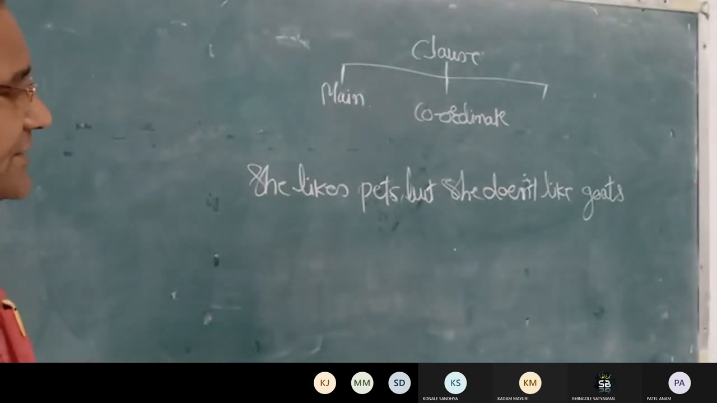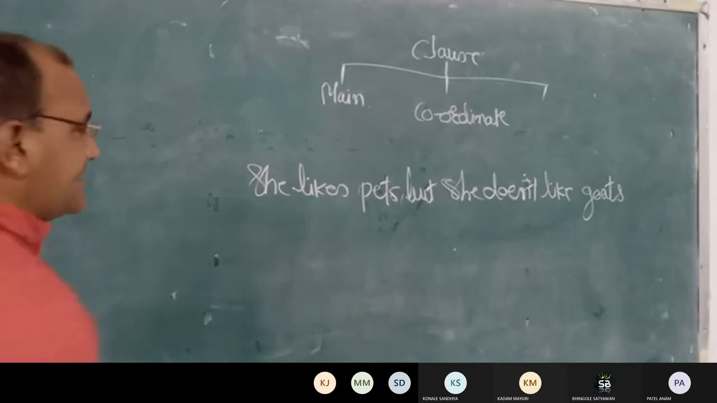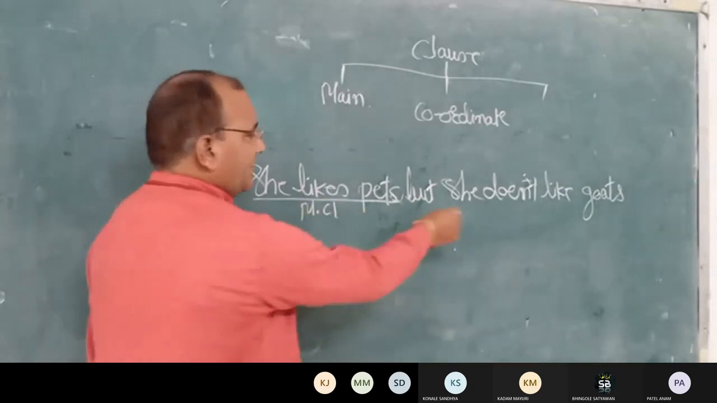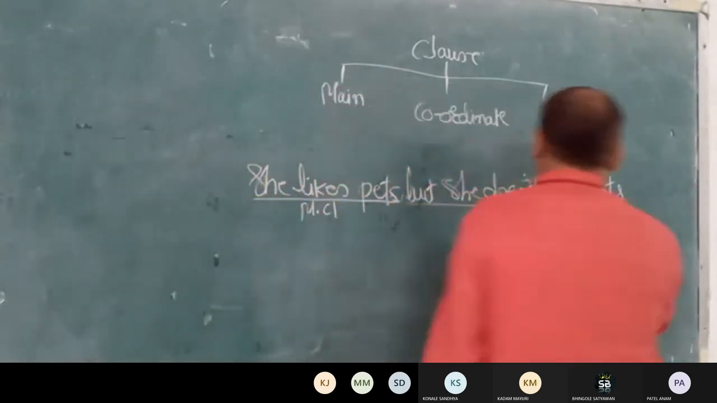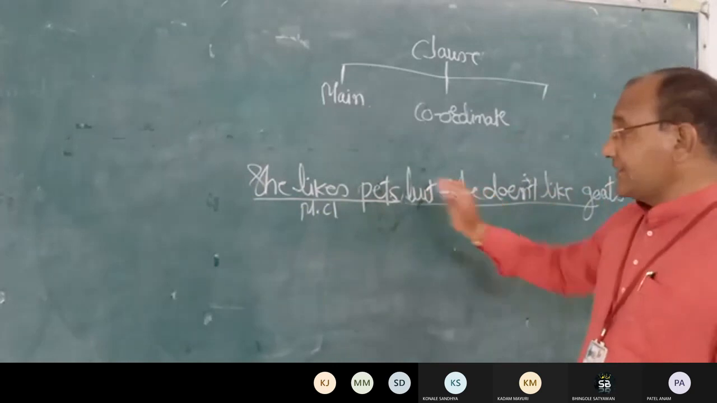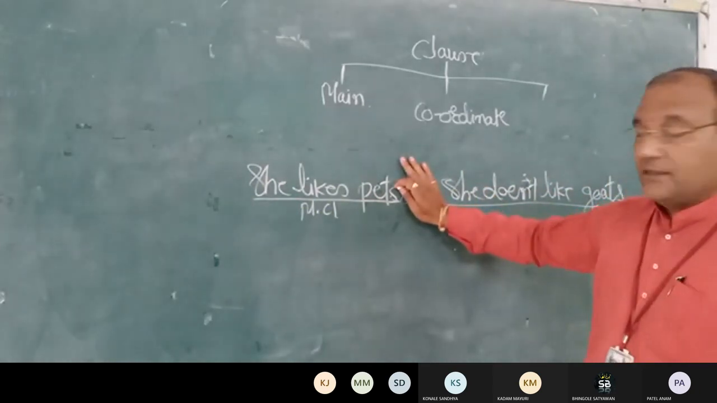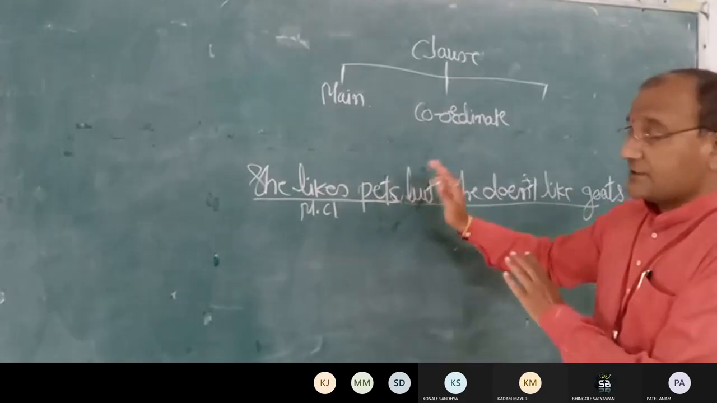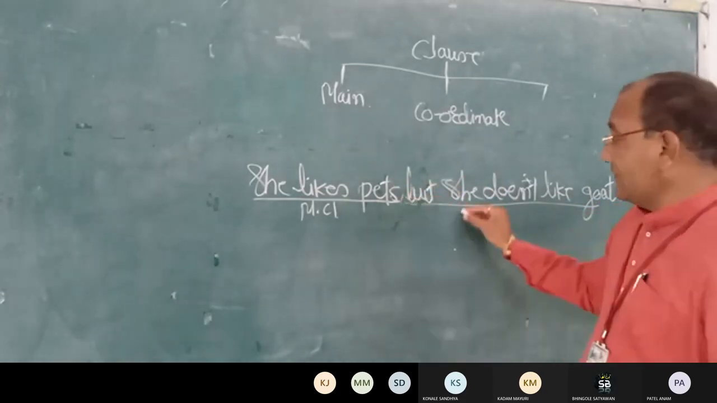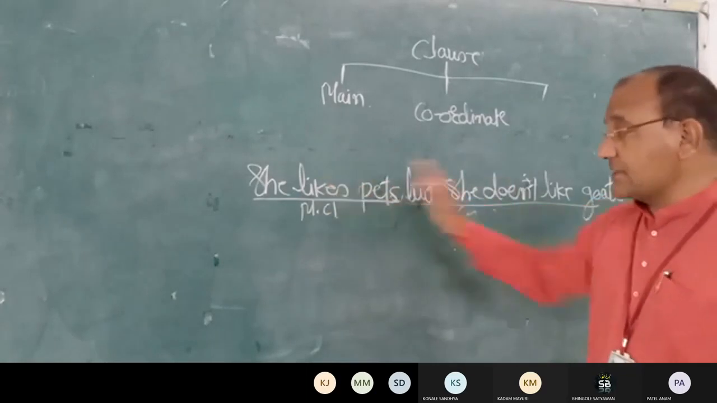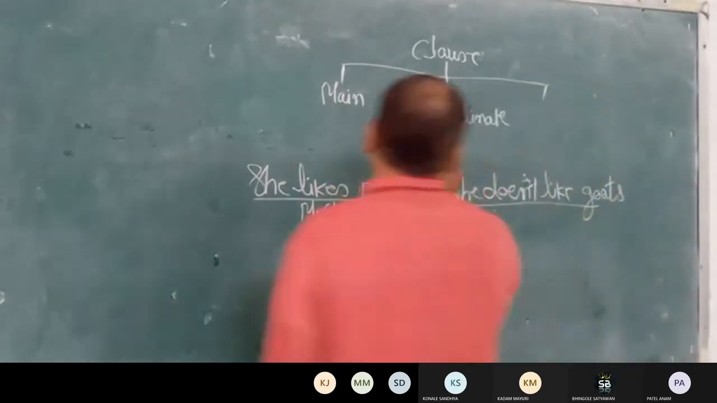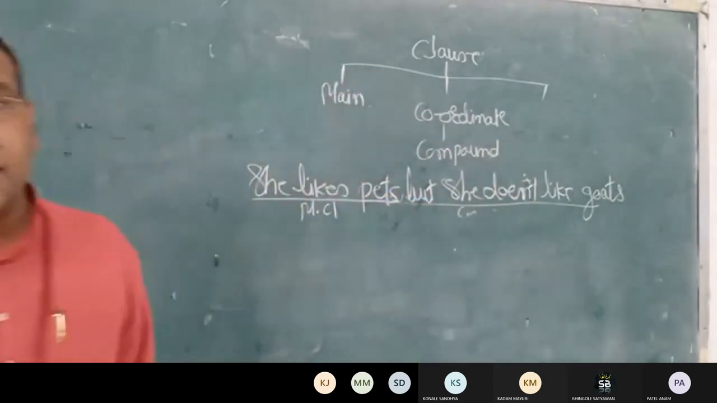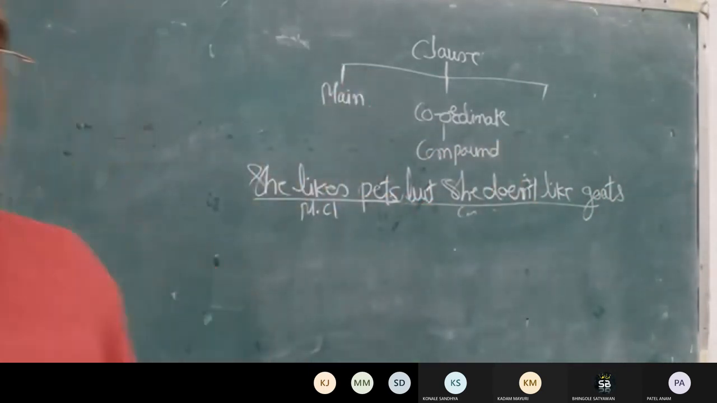She likes pets, but she doesn't like goats. Now in this case, this is our main clause. And this one, only because it comes after a coordinating conjunction, is a coordinate clause. Actually, if I drop this and use this sentence separately, it is a main clause. But only because it comes after a coordinating conjunction, you call it a coordinate clause, and the type of sentence you get is a compound sentence, right?